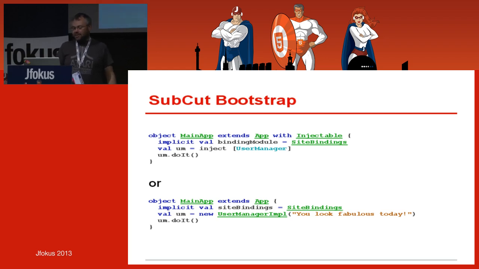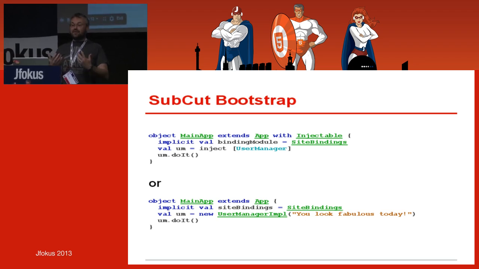But when you extend App, you can also mix in Injectable at that point, and that lets you use inject. So this is one way of starting the whole process: in your main application, you define the binding module and make it implicitly available. That's the contract, the first thing. You say, this is the binding module I'm going to use, and then you inject the instance of the thing you want to use, and you can start using it straight away. It's all type safe, so the compiler can check everything.